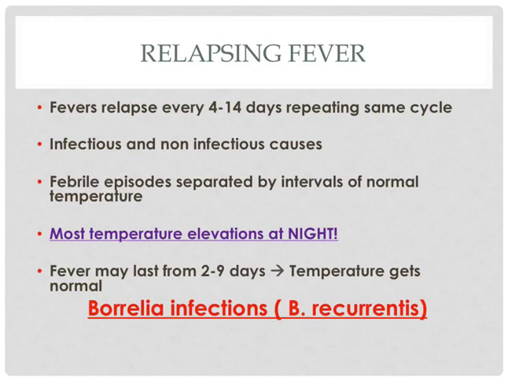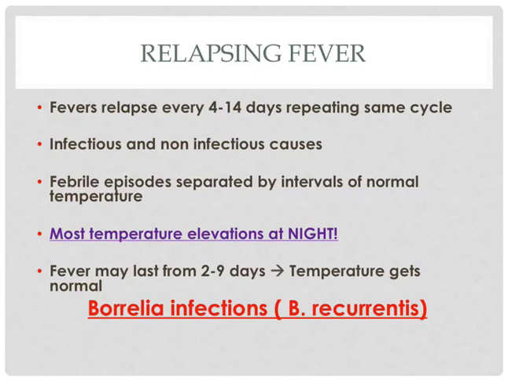So it keeps relapsing. The relapsing fever can have infectious as well as non-infectious causes. And the febrile episodes are separated by normal temperature. So they will have fever for 4 to 14 days, then be afebrile for a period of time, then again the fever trend. And interestingly, the most temperature elevations are at night in this particular pattern. The fever can last anywhere from 4 to 14 days, and then temperature gets normal.